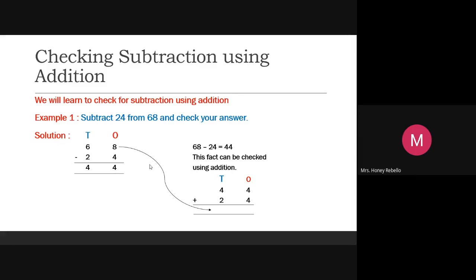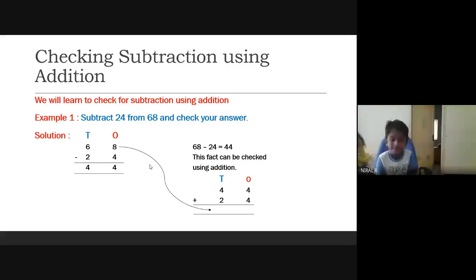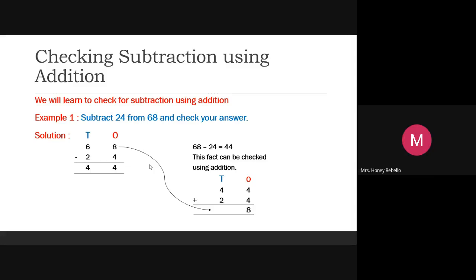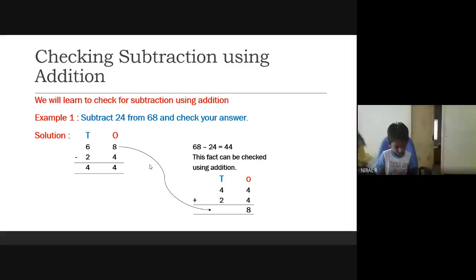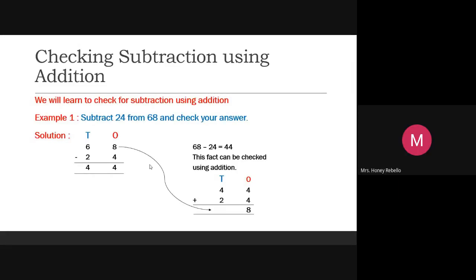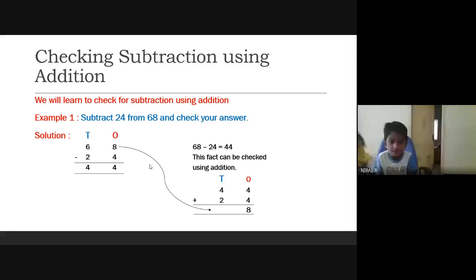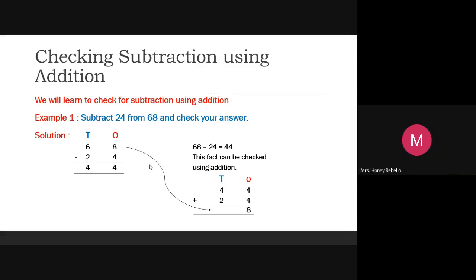What is 4 plus 4? 8. What is 4 plus 2? 6. Tell me fast. 4 in your mind, 2 on your fingers. Yeah, good. 6. So the answer is correct. See, 68 you are getting 68. You're subtracting 24, you're getting 44.